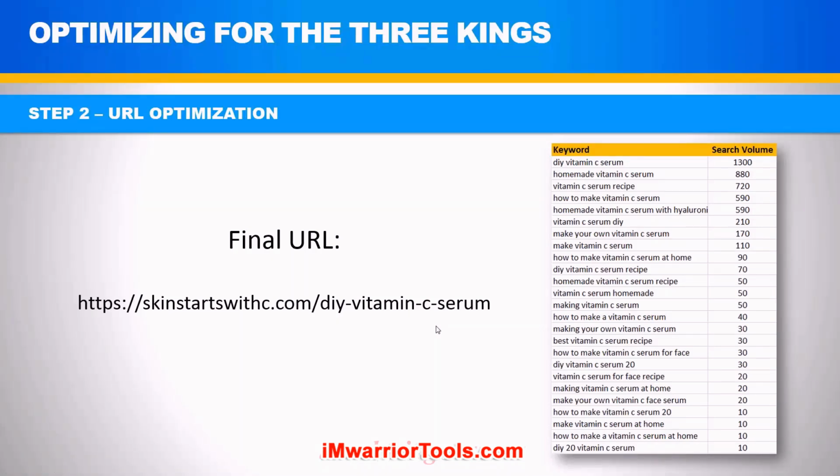But we've done our job, and we got the most important keyword in there, didn't we? So we got DIY, we got vitamin C, and we got serum. This main keyword is covered, and all derivations are partially covered. So like DIY vitamin C serum recipe has very good coverage because most of it is covered in this URL.